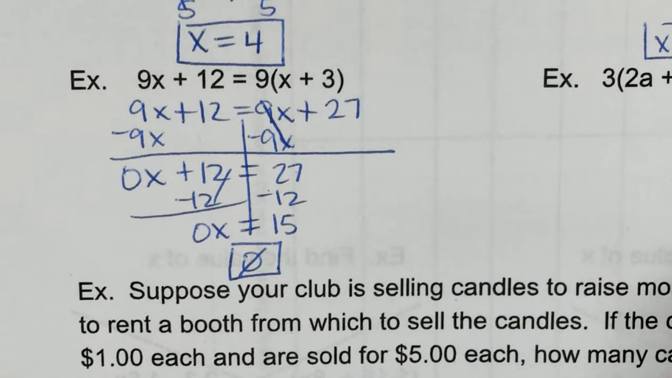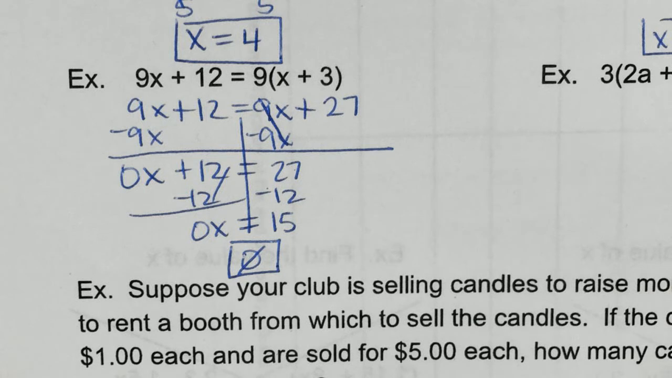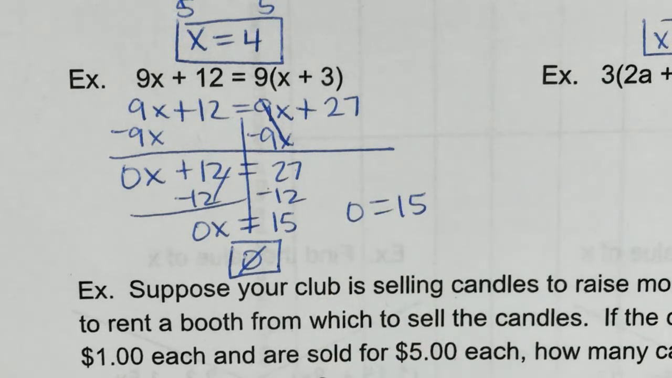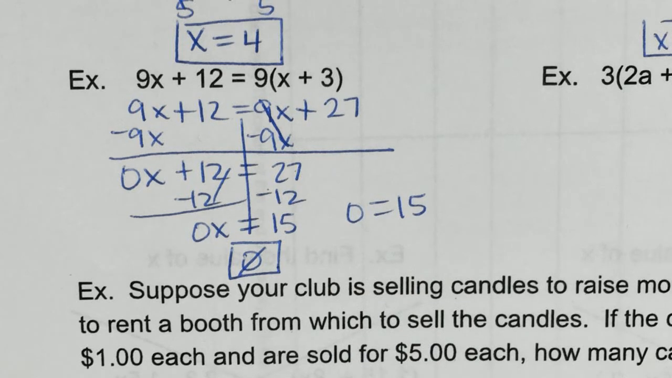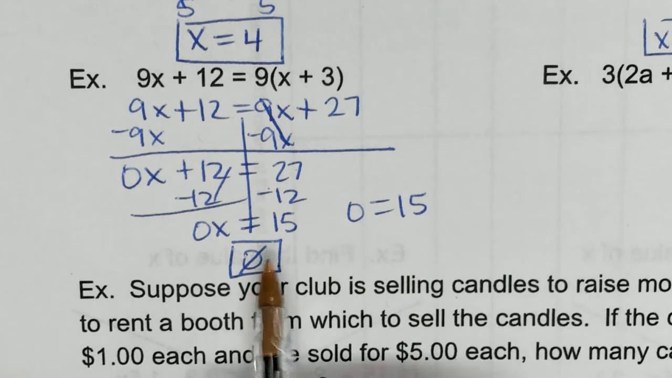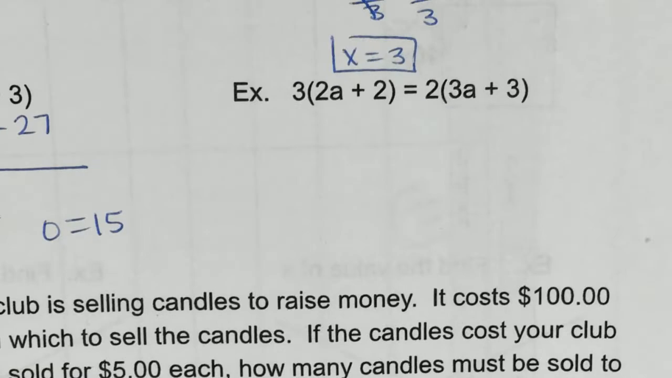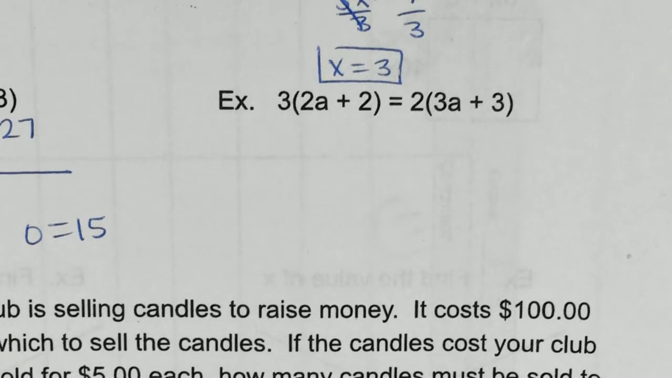What's 0 times x? 0. So I have 0 equals 15. Does 0 really equal 15? No. So the answer is no solution. But the reason is they are parallel lines. Yes? All right, try this last one on your own. See if you can figure out what the answer is.